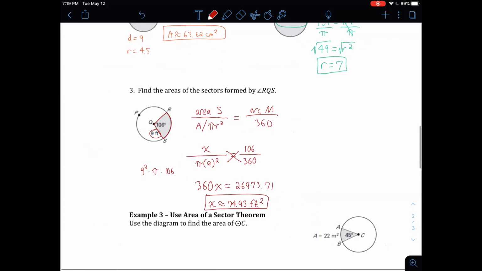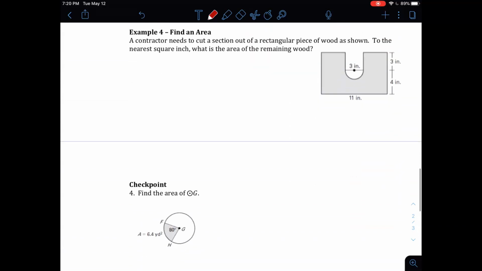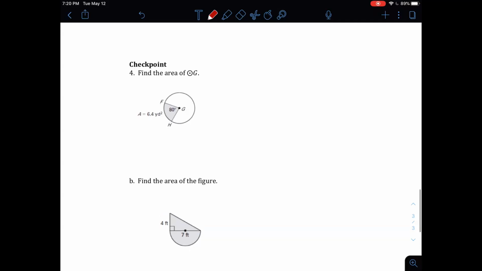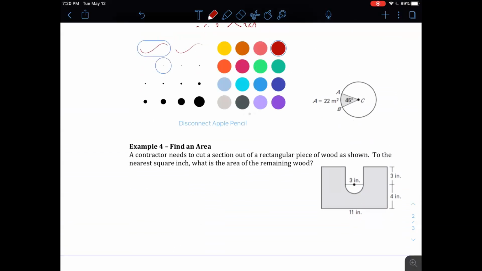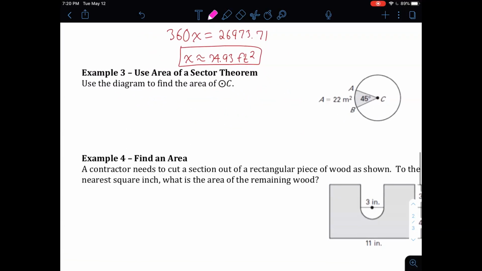All right, nice. Okay, we're gonna do example 3, and then checkpoint 4 in B. That's kind of weird how it's 4 in B, but whatever. All right, so example 3. Here we go. Use a diagram to find the area of circle C.